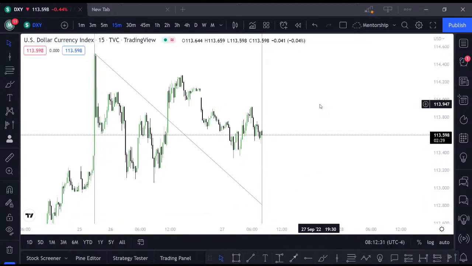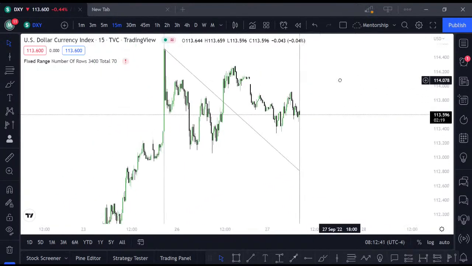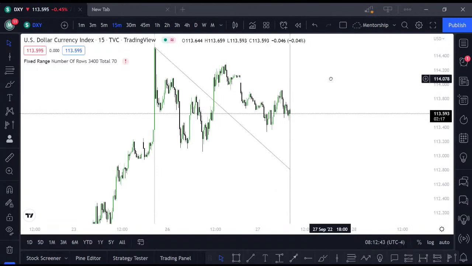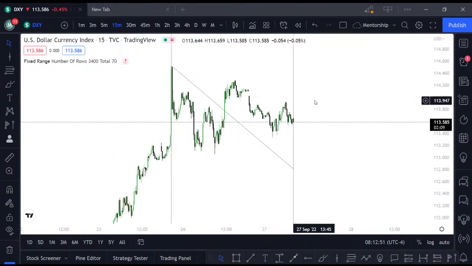What are we going to do? I am going to mark the low volume nodes on the dollar index on a 15 minutes chart. That is what I'm going to do. I am going to mark the low volume nodes on the dollar currency index.